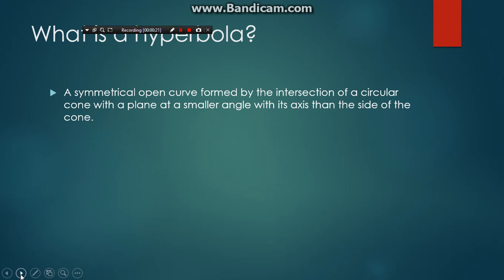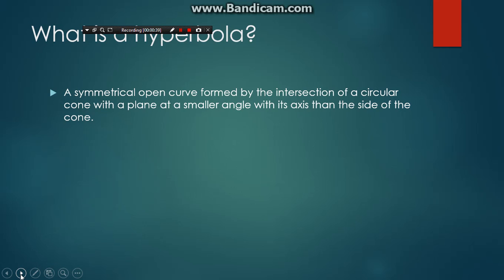So, my conic is a hyperbola, and let's go ahead and start with what is a hyperbola. A hyperbola is a symmetrical open curve formed by the intersection of a circular cone with a plane at a smaller angle with its axis than the side of the cone.